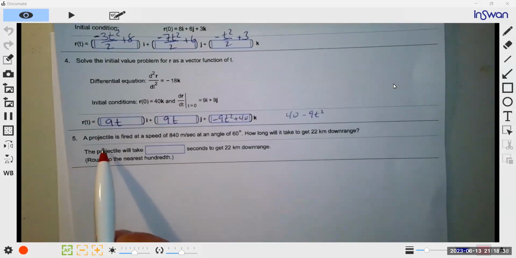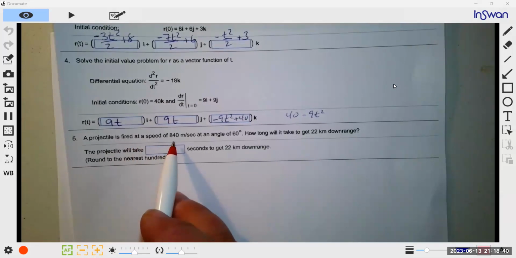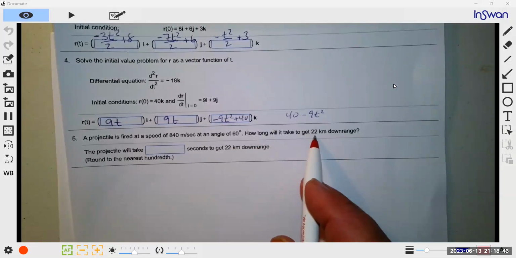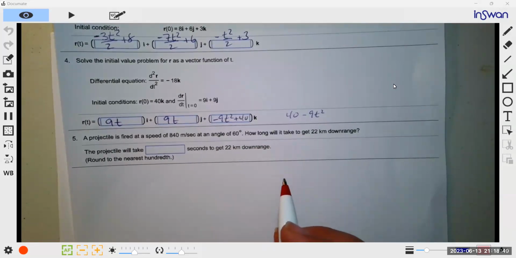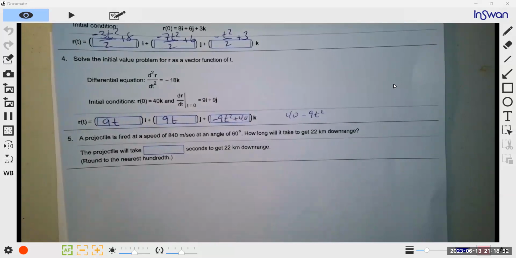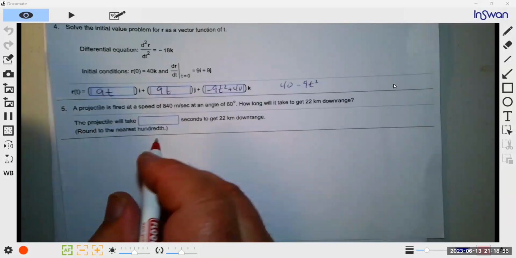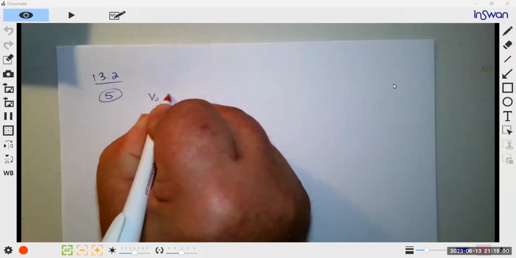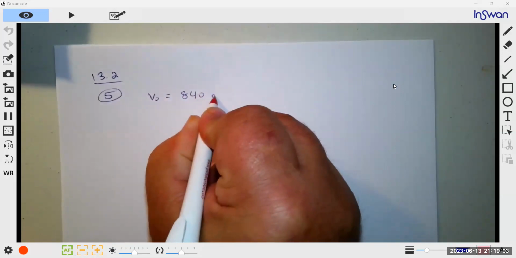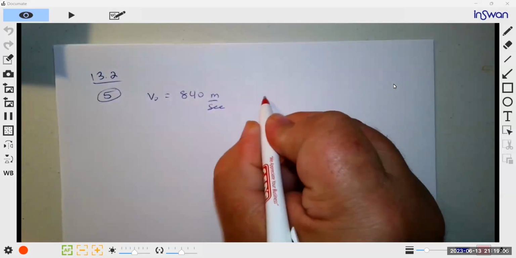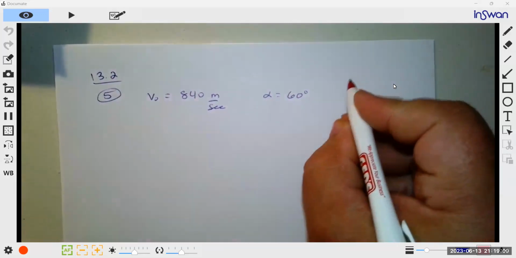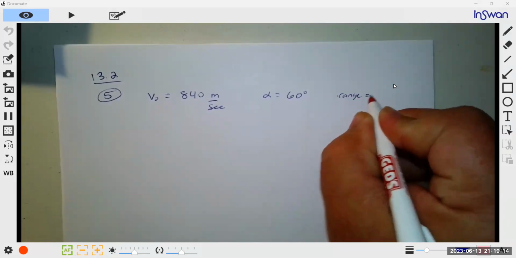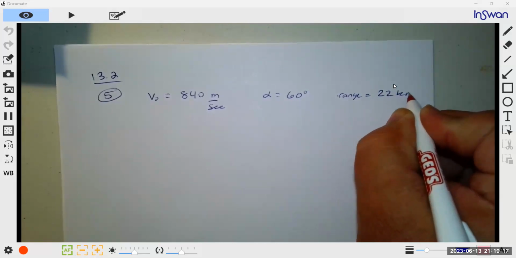Number 5 says a projectile is fired at a speed of 840 meters per second at an angle of 60 degrees. How long will it take to get 22 kilometers downrange? I'll do it here. The initial velocity is 840 meters per second, alpha is 60 degrees, and the range is 22 kilometers downrange.